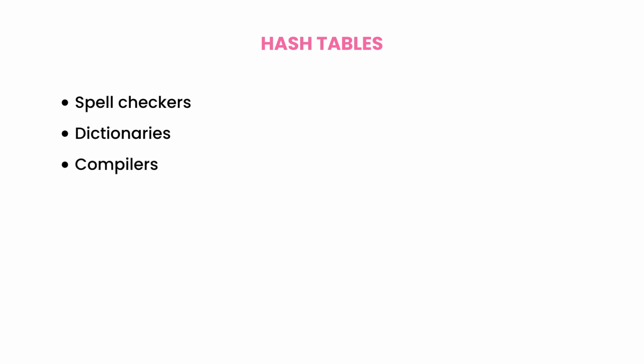Again, we can quickly look up a word and find its translation in another language. They're also used in compilers. For example, compilers use hash tables to quickly look up the address of functions and variables. They're also used in code editors. Literally anywhere you want to look up an item super fast.